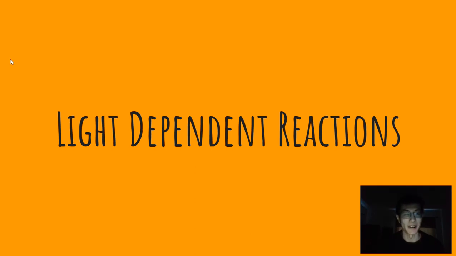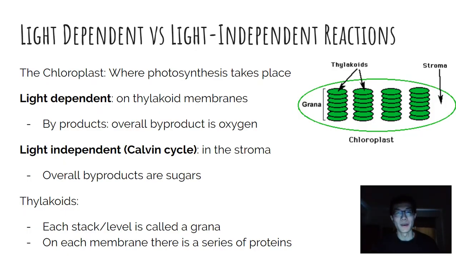Today we are going to talk a little bit about light-dependent reactions, so let's get started. Okay, so light-dependent versus light-independent reactions. A good question that always gets asked. Both of these occur in the chloroplast, which is also where photosynthesis takes place.